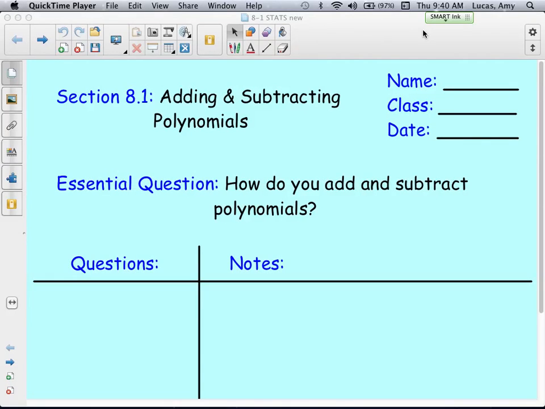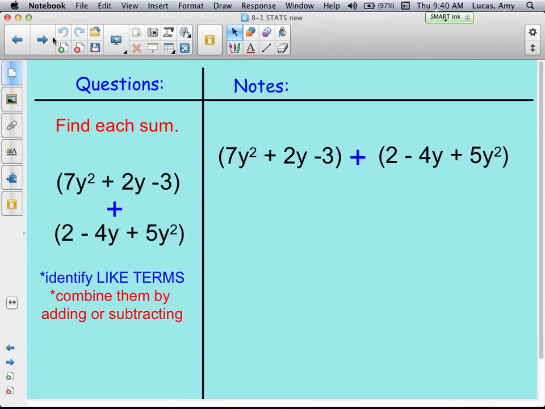Lesson 8.1, Adding and Subtracting Polynomials. Our essential question is, how do you add and subtract polynomials? For our first problem, it says find each sum.